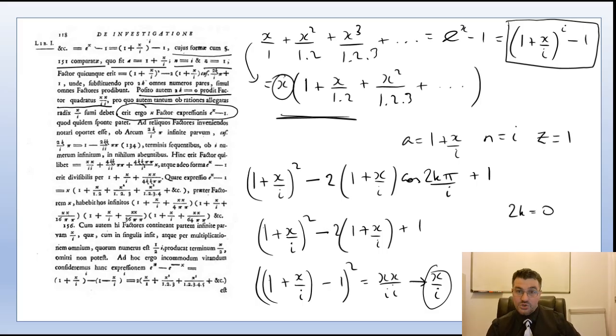So if you see that it makes sense, as Euler sees here, that rather than saying x over I is a factor of 1 plus x over I to the power of I minus 1, we say x is a factor, then we do that. And we're going to see in a second, we're going to be going even further with this idea.